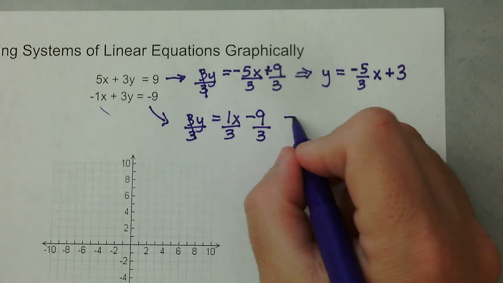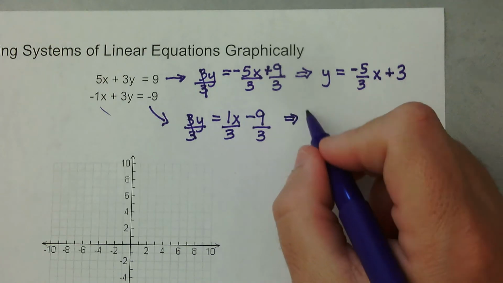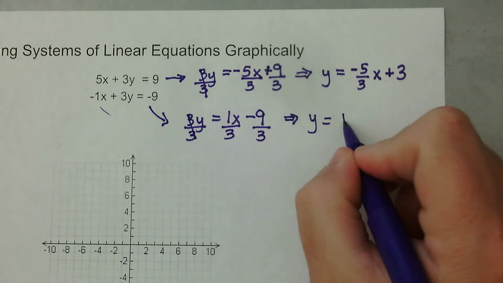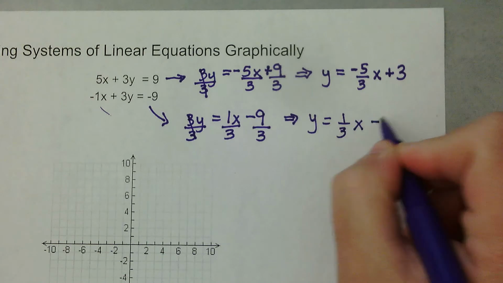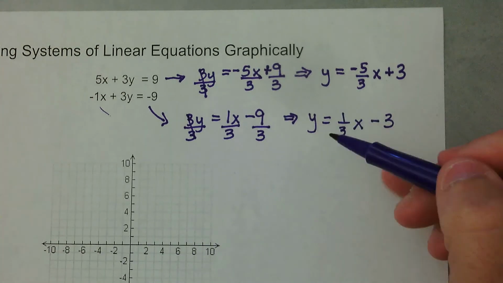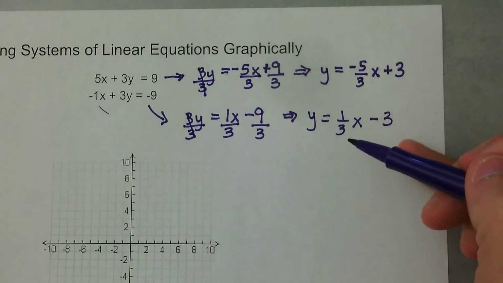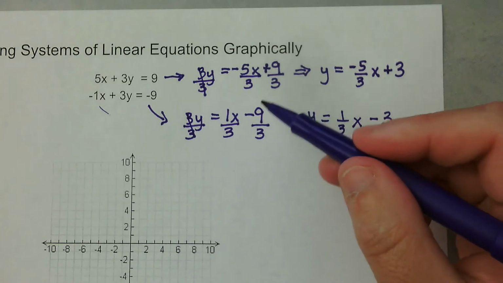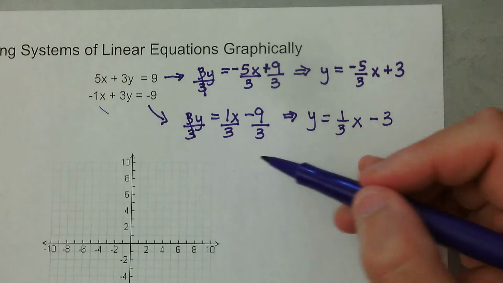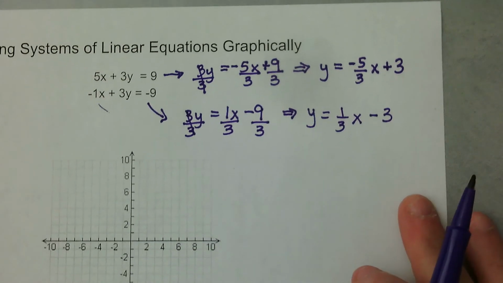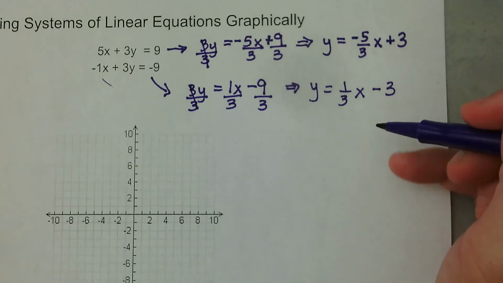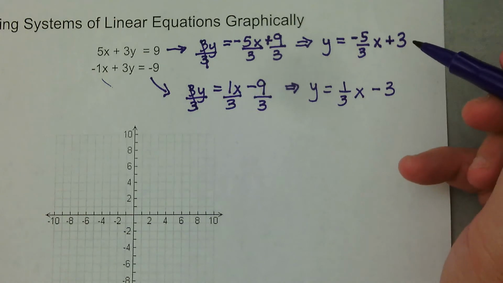Rewriting now into slope-intercept form, y equals 1/3 x minus 3. Now, if your fraction can be reduced, I suggest you do that. It makes life a little easier when you're graphing. And also make sure that you are breaking down this constant into its lowest form. Now that we have our slope-intercept forms, we're just going to go ahead and plot.